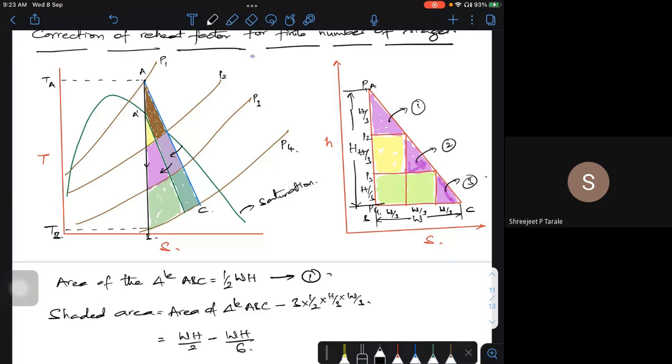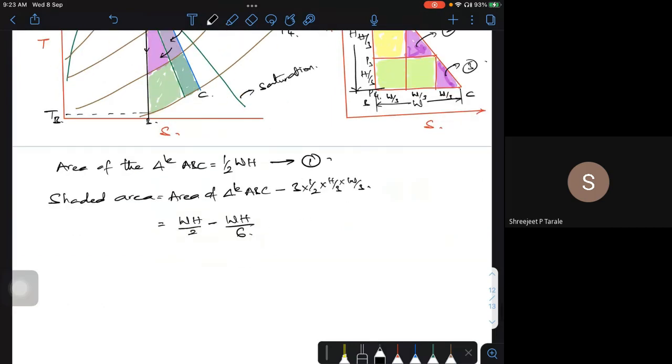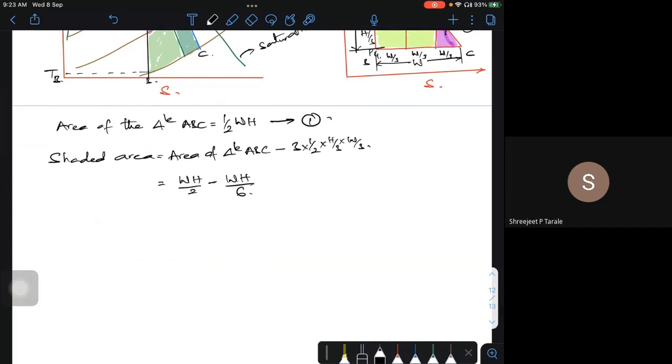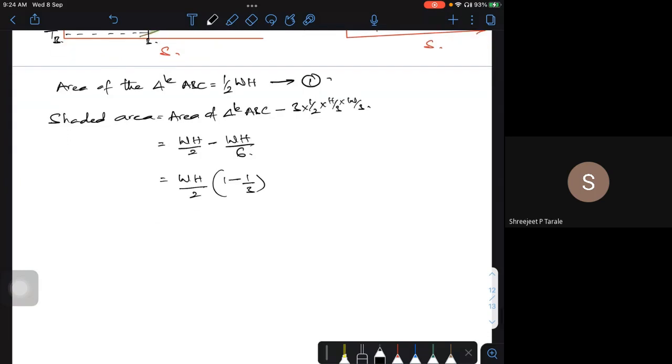See, this is the expression we have got. That is, the shaded area is WH by 2 minus WH by 6. Now if I take WH by 2 outside, this will be 1 minus 1 by 3, or I can take it as WH by 2 into (3 minus 1) by 3, or it is 2 by 3, whatever it may be.